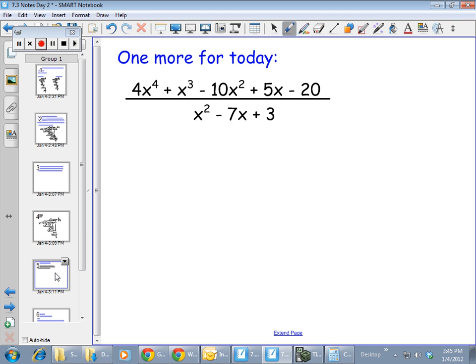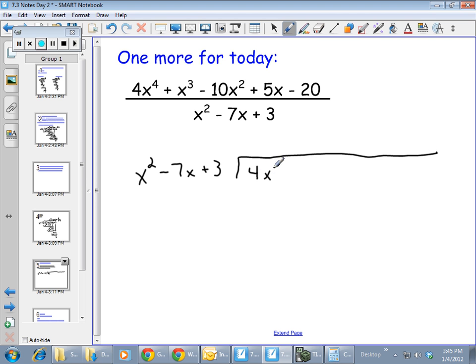Okay, one more for today, I believe. Yep. We've got 4x to the fourth plus x to the third minus 10x squared plus 5x minus 20 divided by x squared minus 7x plus 3. Okay, so it's the same idea. We're going to write x squared minus 7x plus 3 and then divided into 4x to the fourth plus x to the third minus 10x squared plus 5x minus 20.